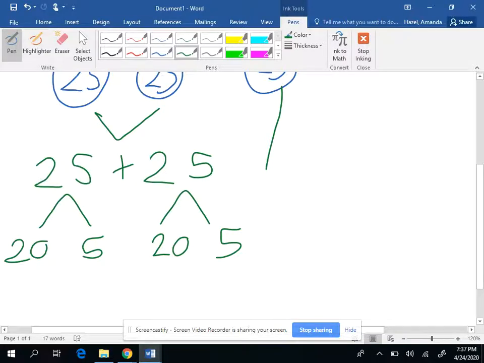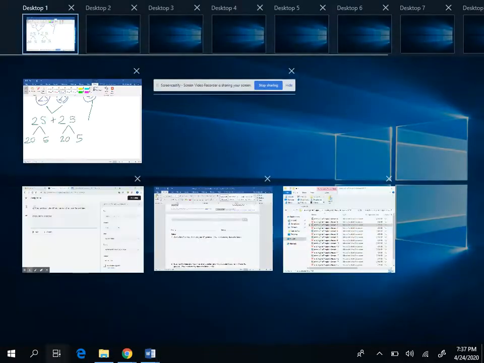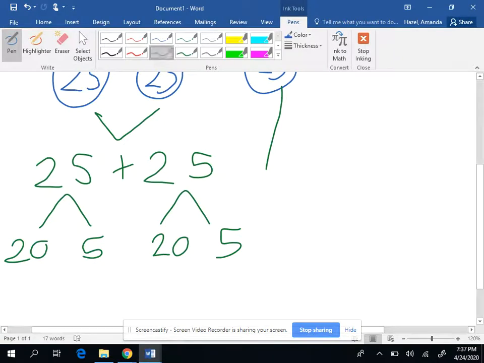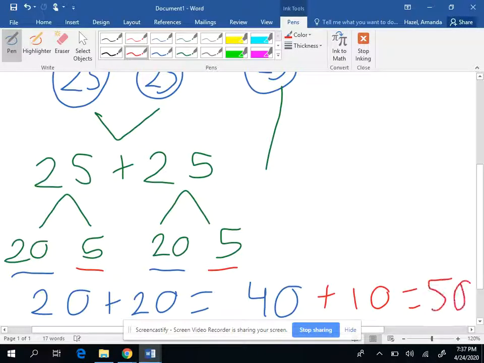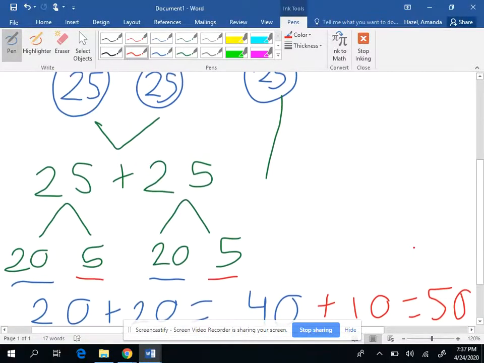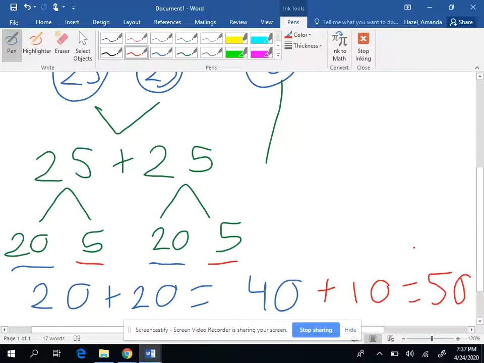Okay. Now let's add our groups of 10 together. So 20 plus 20 is what? 40. Let's add our ones together. 5 plus 5 is 10. 40 plus 10 is what? 50. Good. So we have 50 cents plus 25.